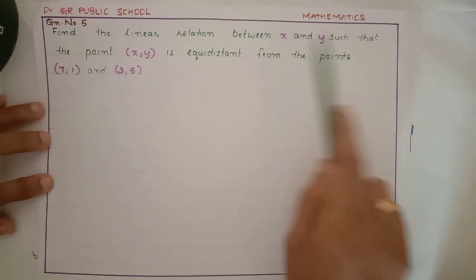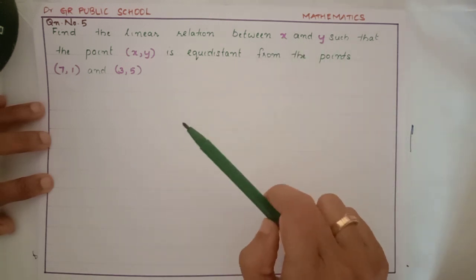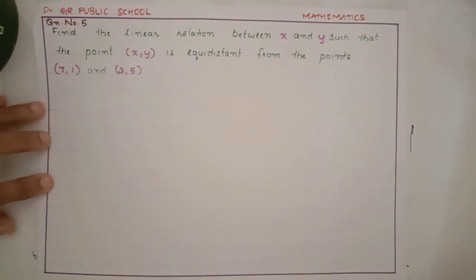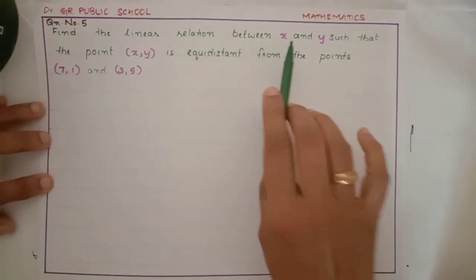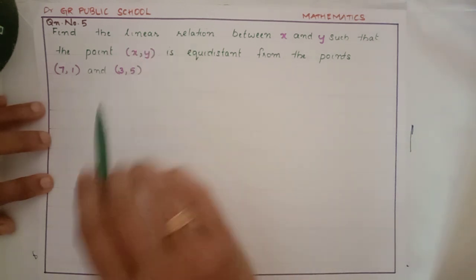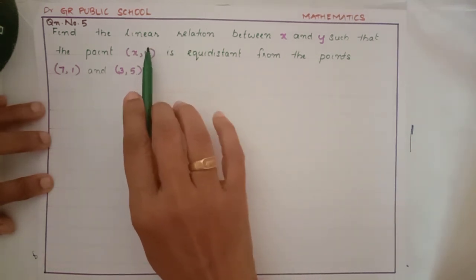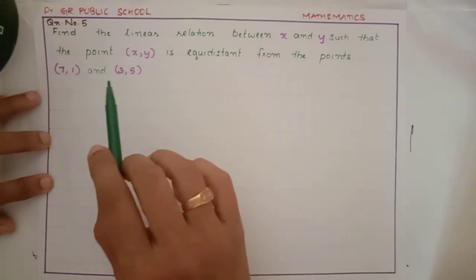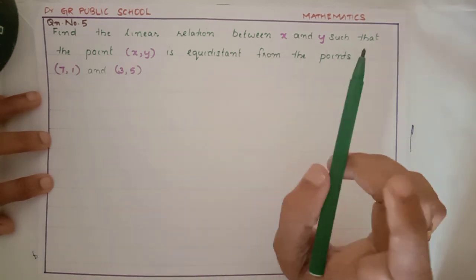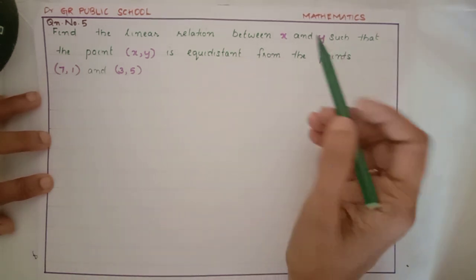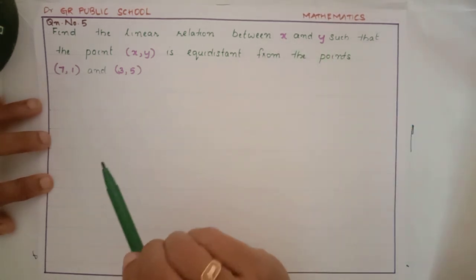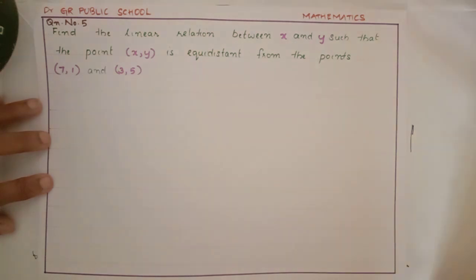This question is not to find the value of x and the value of y, because two unknown variables are there, so we can't find the values separately. That's why it is written to find only the relation. Linear relation means, what is linear? In a polynomial, if the power of the variable is 1, it is called linear, isn't it? So here also we have to find a linear equation in x and y, that is the relation between x and y.